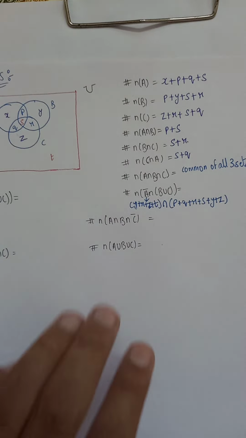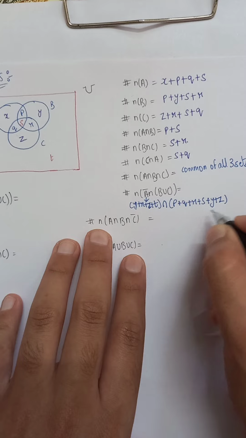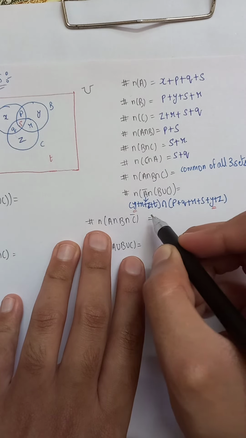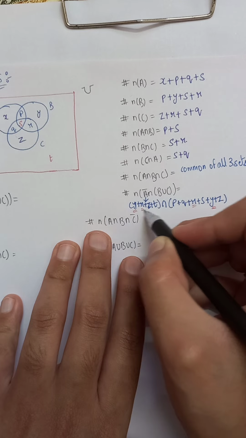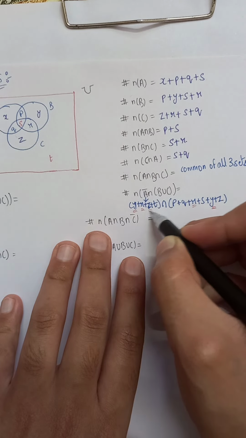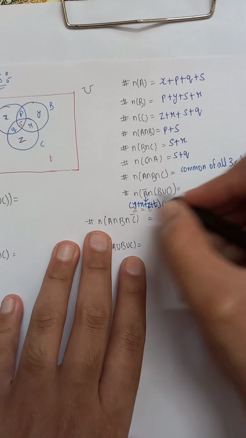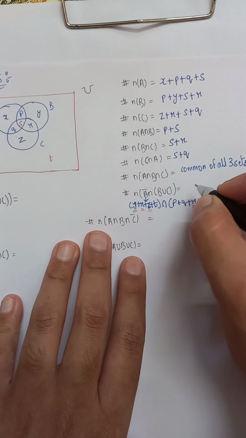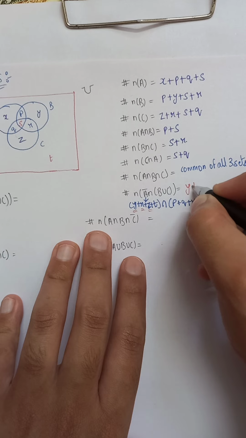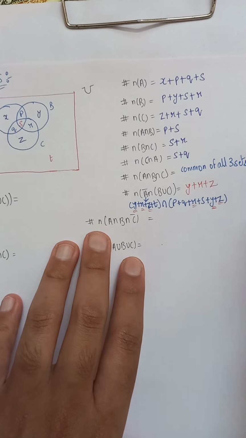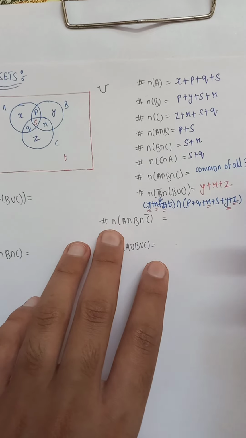So what are the elements which are common? I can see Y is present in both A complement and B union C. Then R, and then Z. So these are the common elements. The number of elements in A complement intersection B union C is Y plus R plus Z. I hope you understood this one.